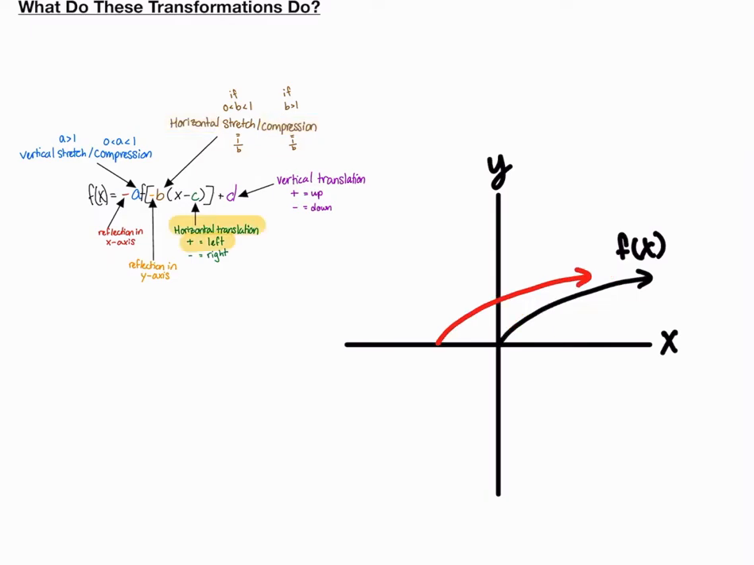Now we're going to talk about horizontal translations. So when the sign in front of c is positive, the function will translate c units to the left. And when the sign in front of c is negative, the function will translate c units to the right. For vertical translations, if d is positive, your function will move up. If it is negative, your function will move down.